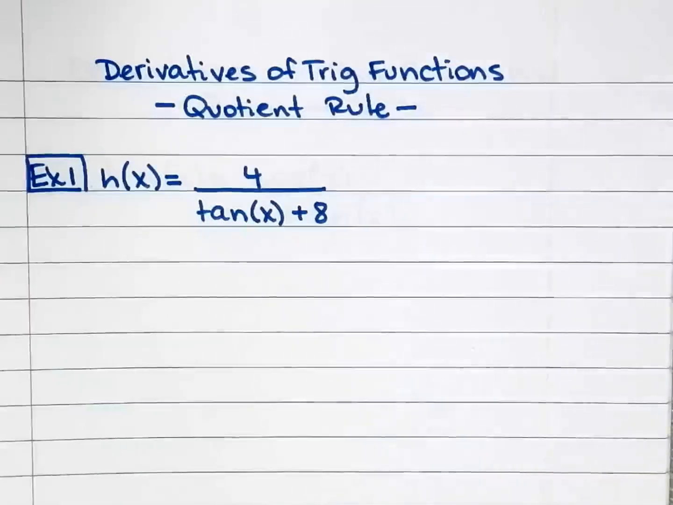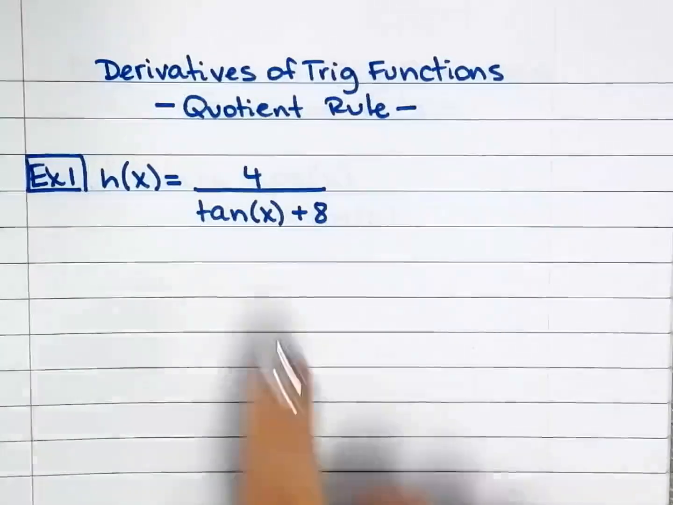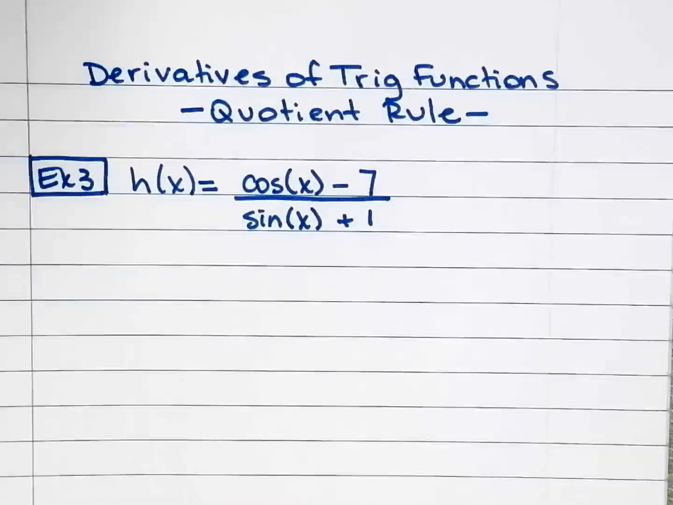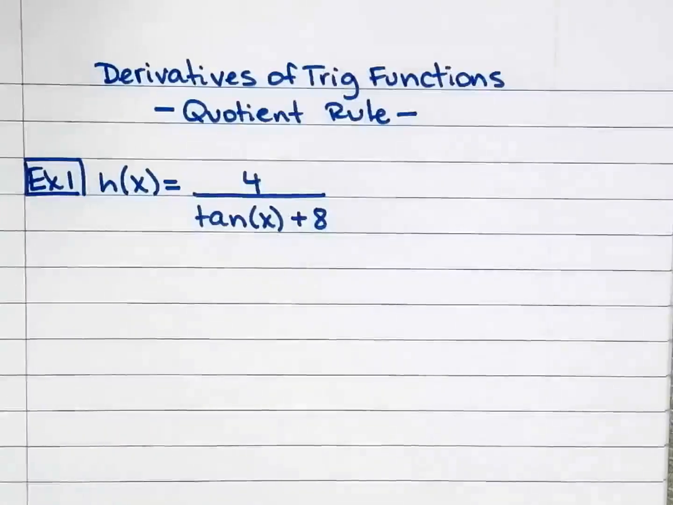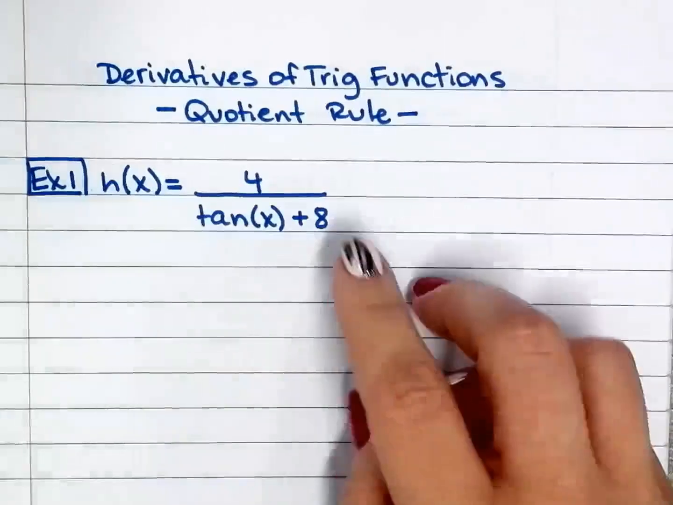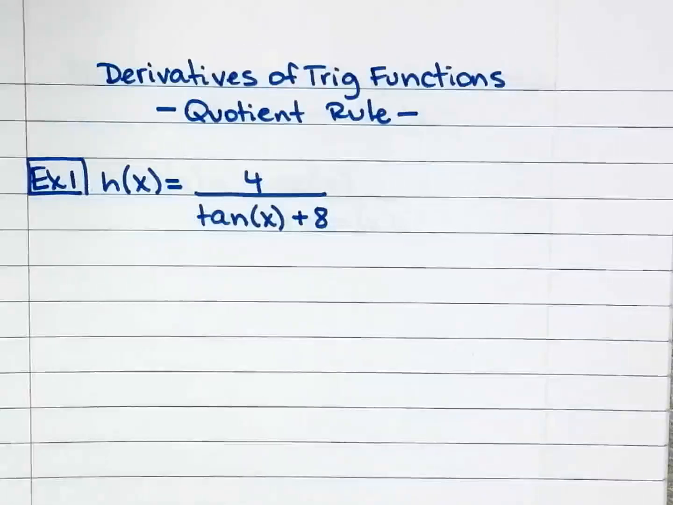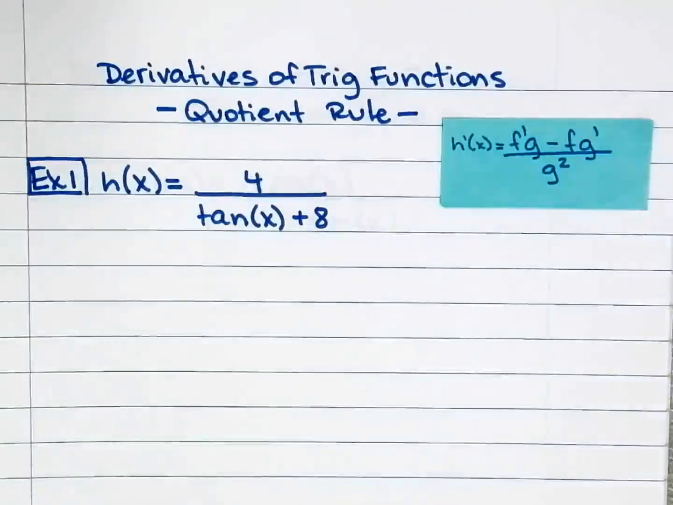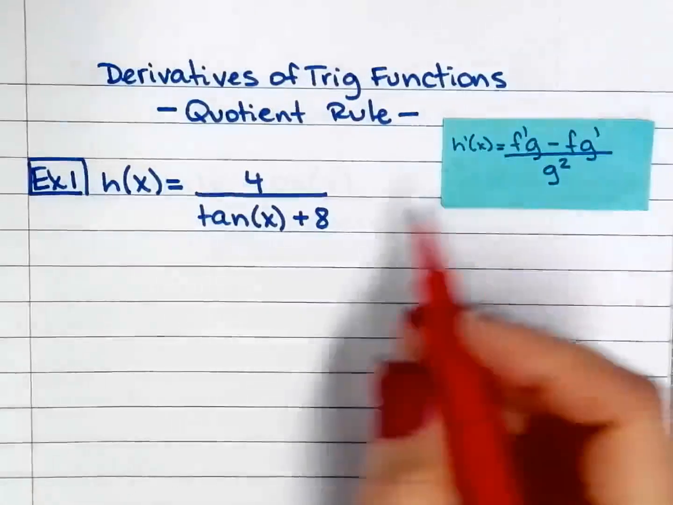Hello again. Today we're doing derivatives of trig functions, but now we're going to focus in this video only over quotient rule. So we have 3 examples right here, and they're all rational functions, or functions that I can apply the quotient rule if I break it out just right. Okay, this is my sticky note so I can remember what the formula is for the quotient rule. And here we go.